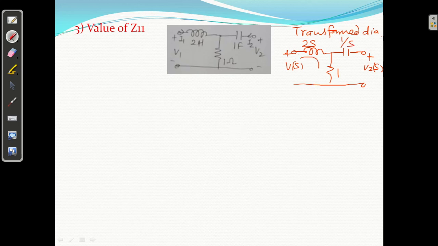I am taking the current I1 of s and the incoming current I2 of s. So what will Z11 of s be? Z11 of s is 2s plus 1. Z12 is 1, Z21 is 1, and Z11 is this plus this, so 2s plus 1 is the answer. First of all we have to transform, then you will find this.